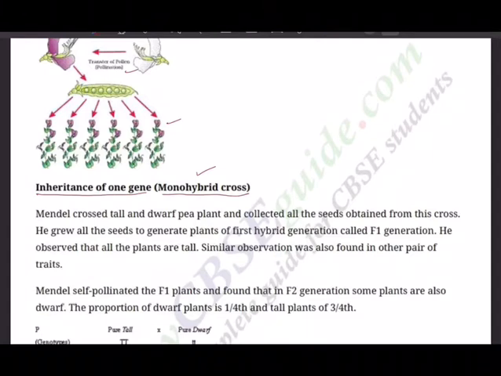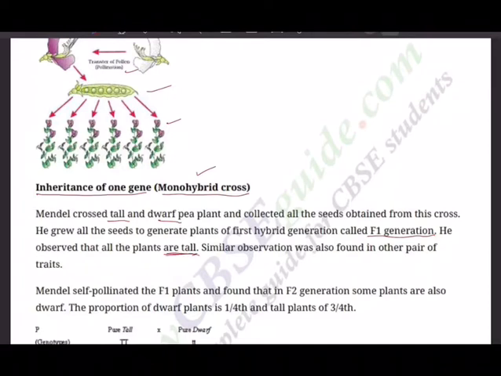So Mendel crossed tall and dwarf pea plants and collected all the seeds obtained from this cross, like above we have said. And he grew all the seeds to generate plants of the first hybrid generation called the F1 generation. F stands for filial, a Latin word. Filial means children. So first generation children. He observed that all plants are tall.